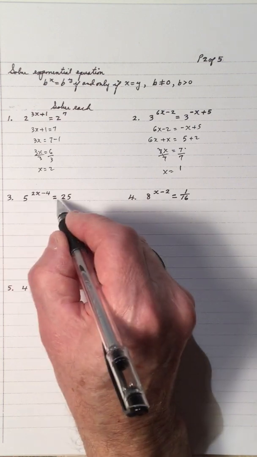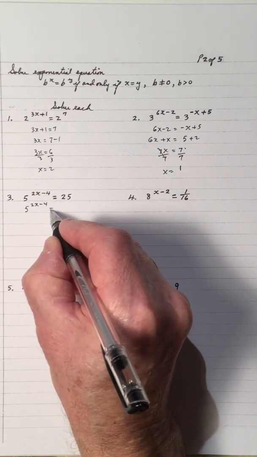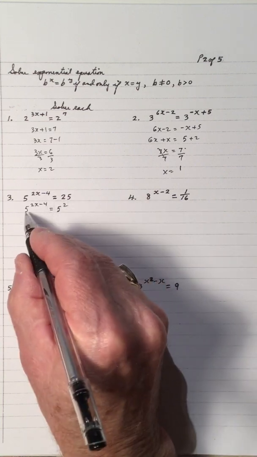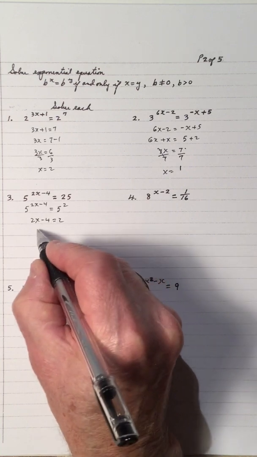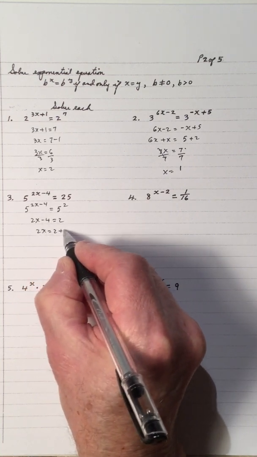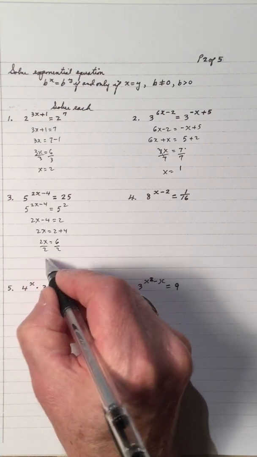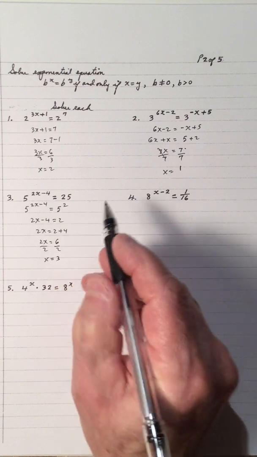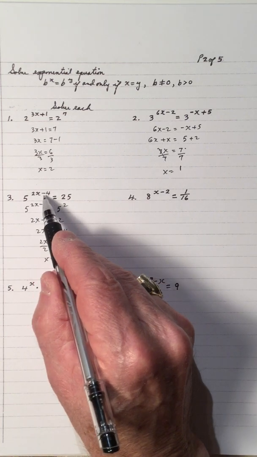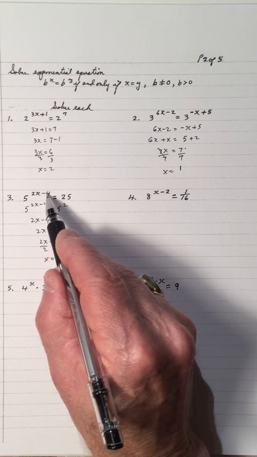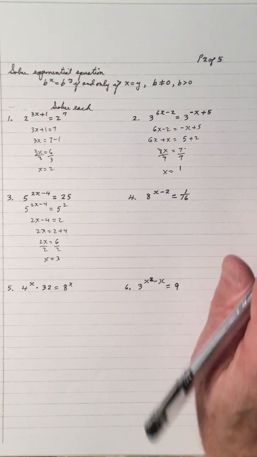Now we need the same bases. This base is 5, so we need this to be base 5. We take 25 is 5 squared. Since the bases are the same, the exponents are equal. And we solve it. 2x equals 2 plus 4. 2x equals 6. Divide by 2, x is equal to 3. And again, check. 2 times 3 is 6. 6 minus 4 is 2. 5 squared is 25.